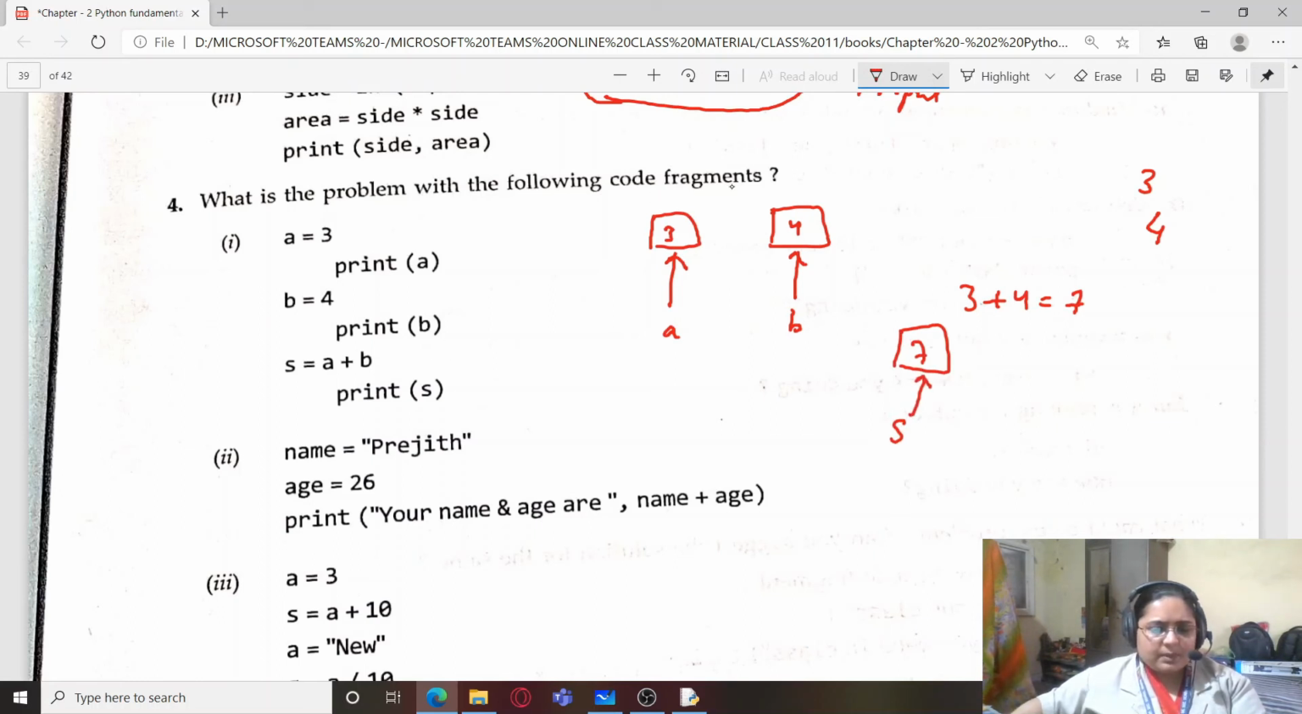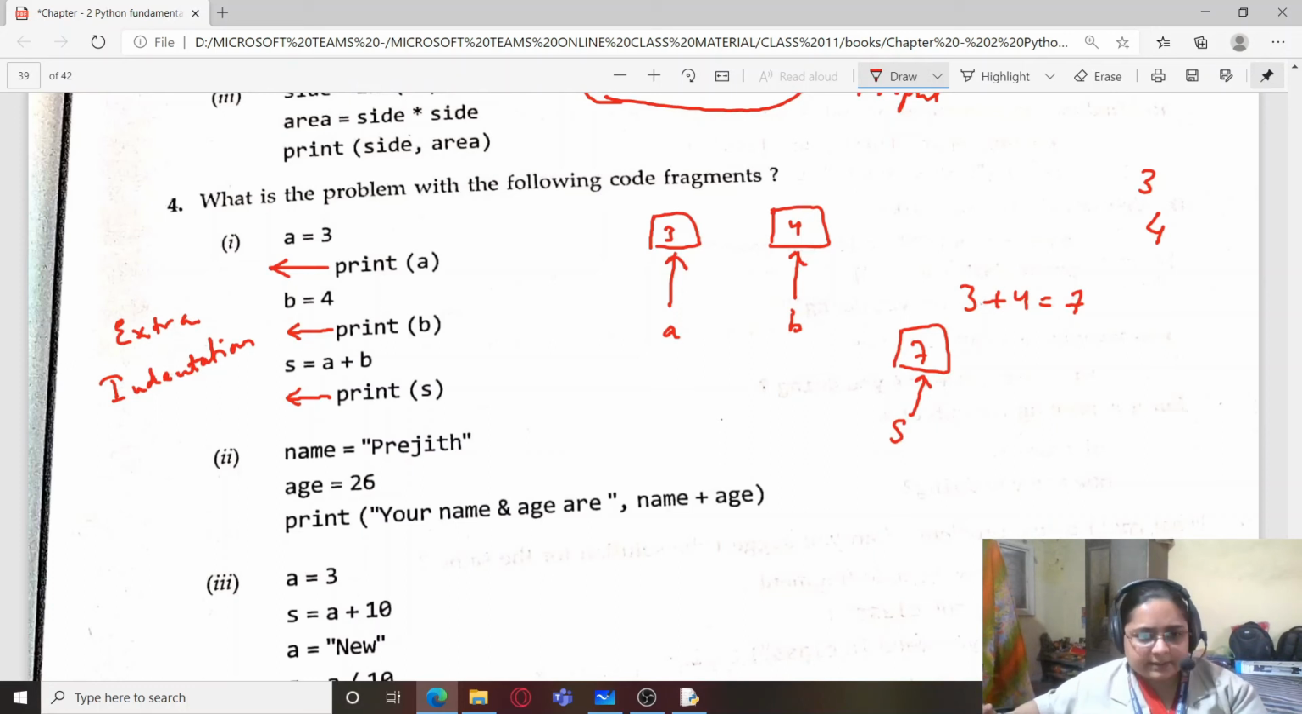So what is the problem with the following code fragment? Now this could have happened provided I didn't provide an extra indentation. Extra indentation is the problem here. You know that indentation is used as a mandatory rule in Python. We have to be very specific with indentation. We cannot provide indentation according to our whims and fantasies. So you have to check out what is the problem. So the problem with this code was extra additional indentation.